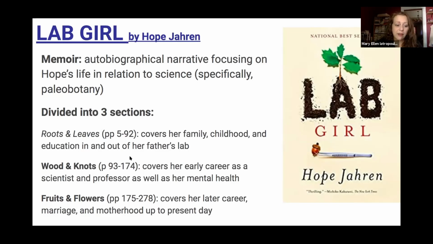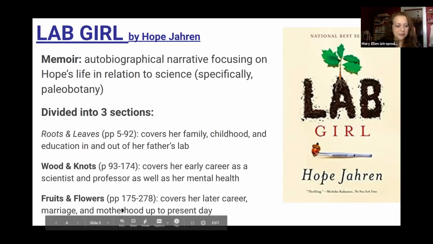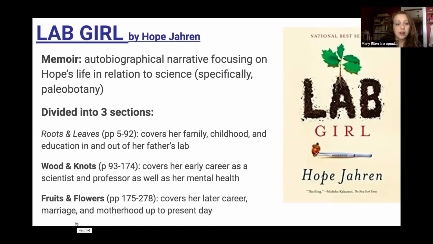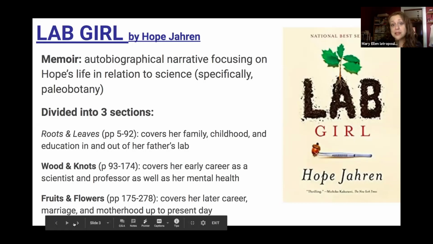And then finally, we have Fruits and Flowers, which is the final section of the book that covers Hope Jahren's later career and her marriage and her experiences with motherhood up to the present day. Interestingly, she says that having a child helps her be a better scientist, which is, to me, just fascinating because many mothers, I think, feel a sense of chaos when they're dealing with an infant. For some reason, it just settles her and makes things much easier for her. We should all be so lucky, right?